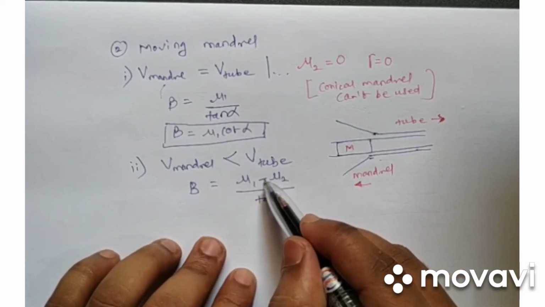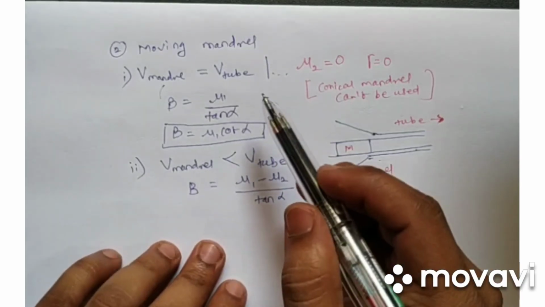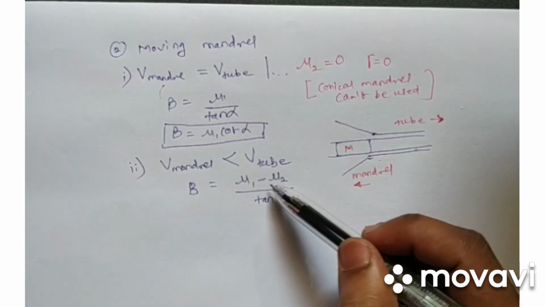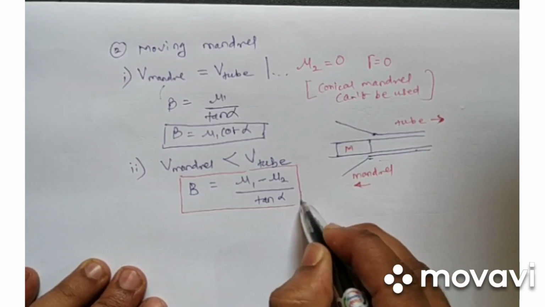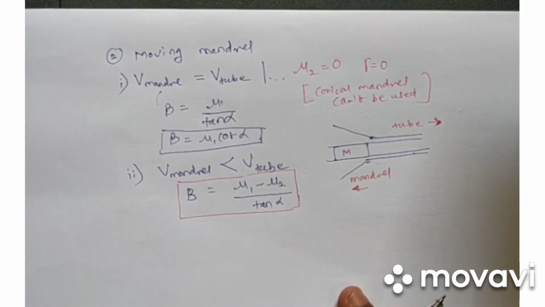So now we know why this is minus, as initially I had written plus and minus. In the first case, the stationary mandrel, we have seen that it was plus, and in this case it is mu1 minus mu2, because the mandrel is moving in the backward direction, that is, the opposite direction of the tube. If the mandrel velocity is greater than the tube velocity, then the mandrel will be moving in the forward direction only, and in that case the mu2 value will be positive, and we have mu1 plus mu2 divided by tan alpha. So that will be the case.